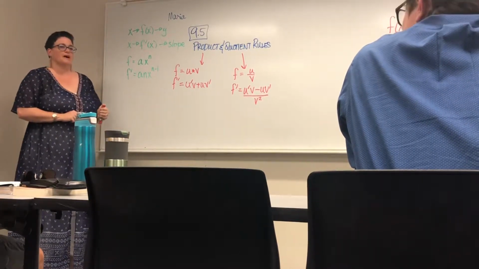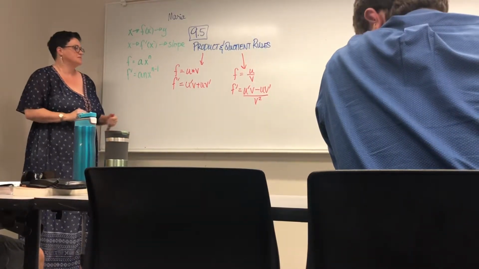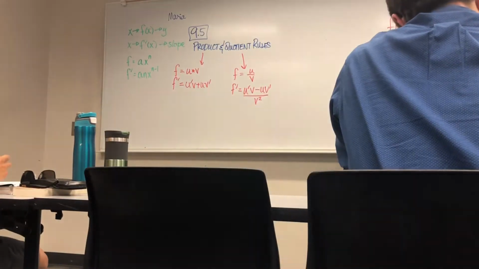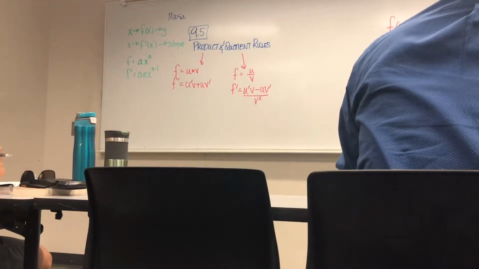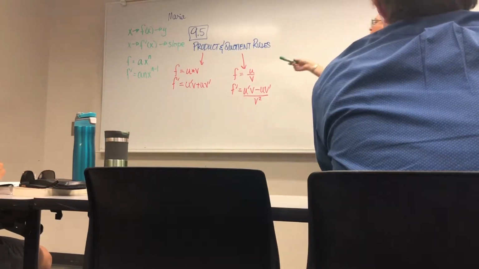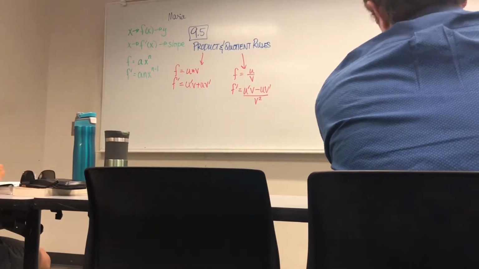I can never remember where the D goes. So I just go with this. Okay. So now let's work it. Let's name our parts. Is this a product or a quotient, first of all, up here? Quotient. It's a quotient, right?